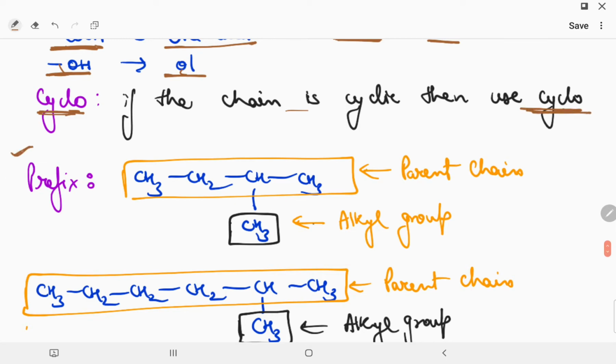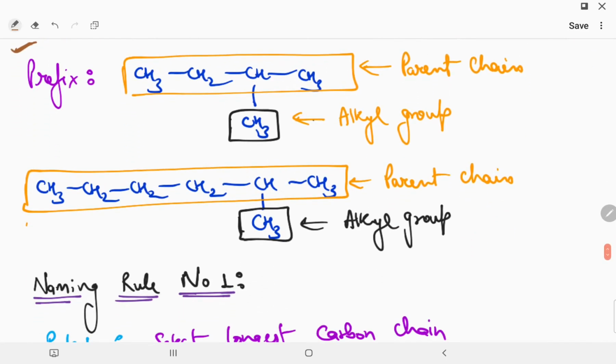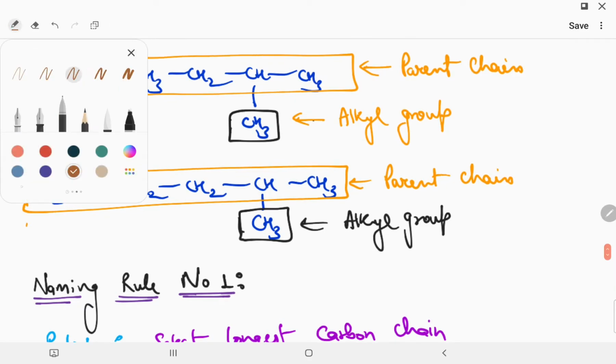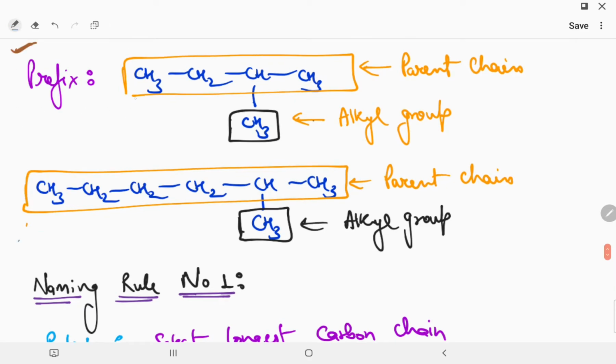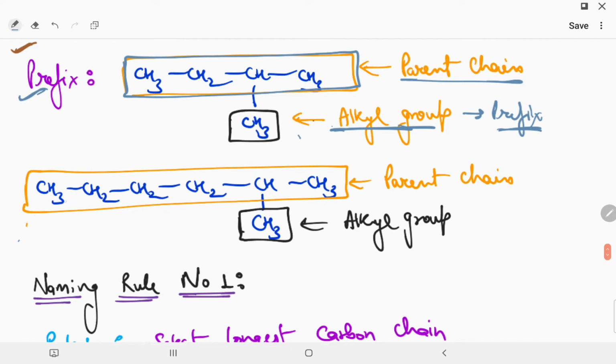Now prefix is a very important part. In the prefix, this is the longest chain, and the other alkyl groups work as prefix. The longest chain is called the parent chain, and the side groups which are left are called prefix.